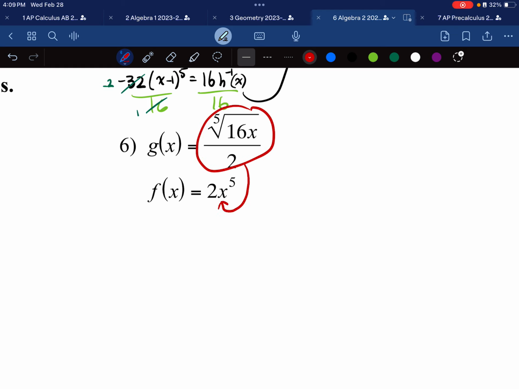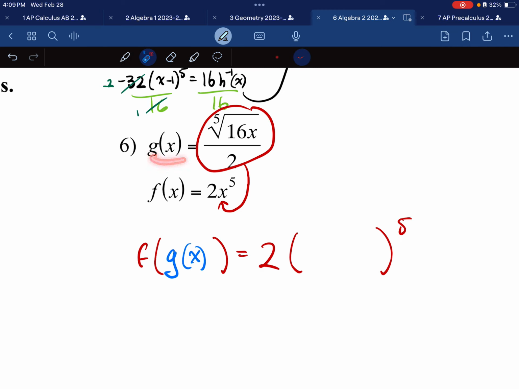x. So I'm going to say that I'm starting with f of x, and the thing I'm plugging into f of x is g of x. So let me rewrite f of x. f of x is 2x to the power of 5. Inside of that x is g of x. And g of x is this fifth root of 16x, all of that divided by 2. All right, remember your order of operations. You do not cancel out these 2's first.